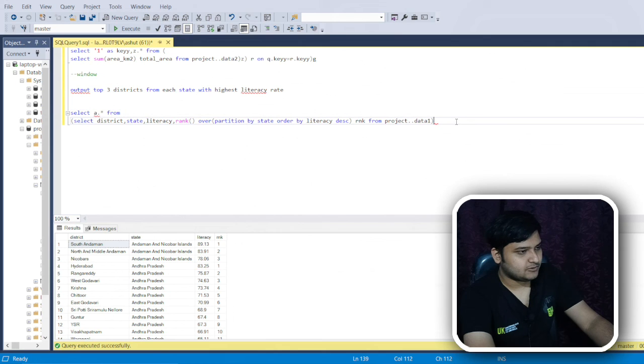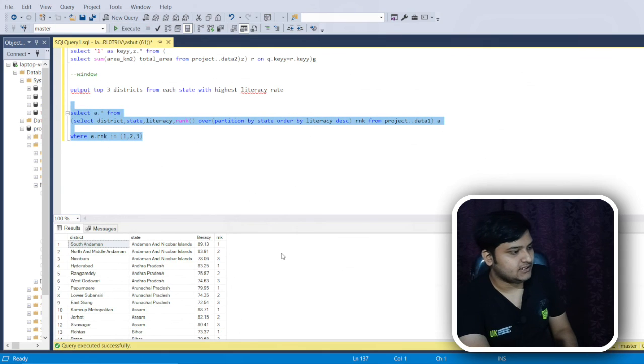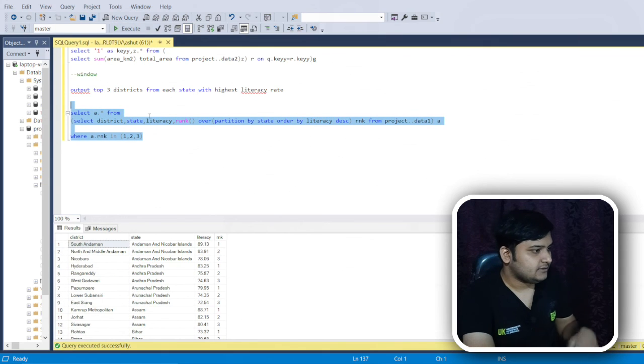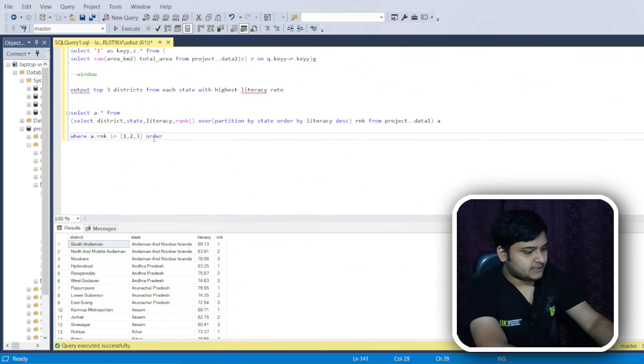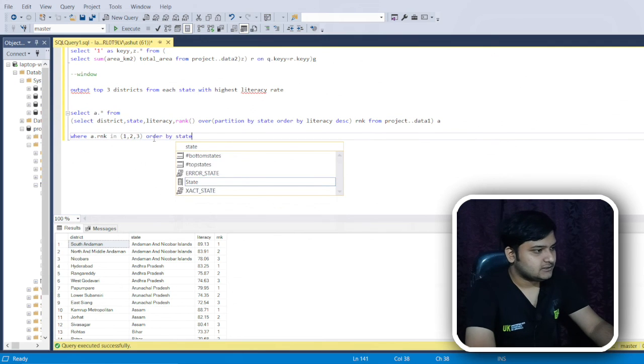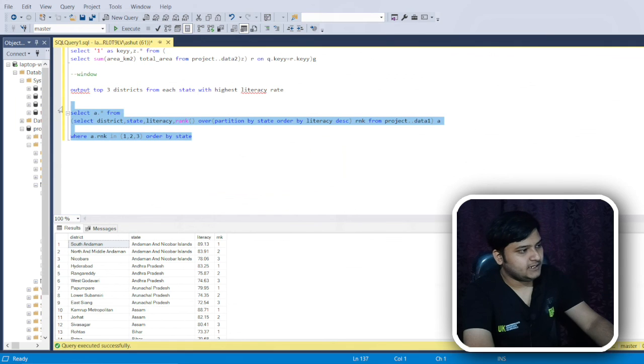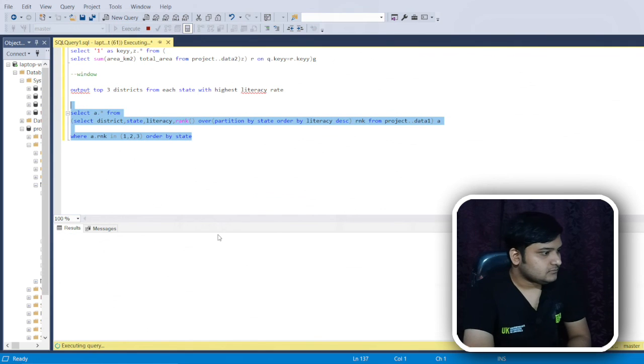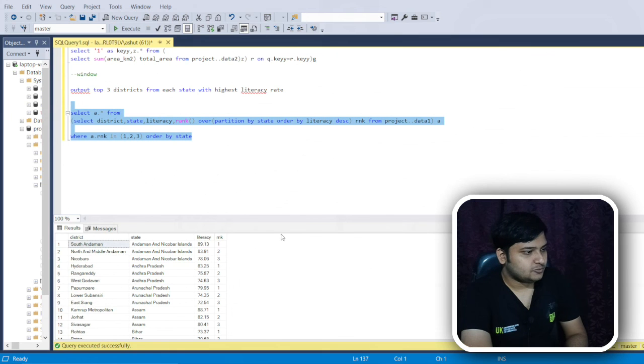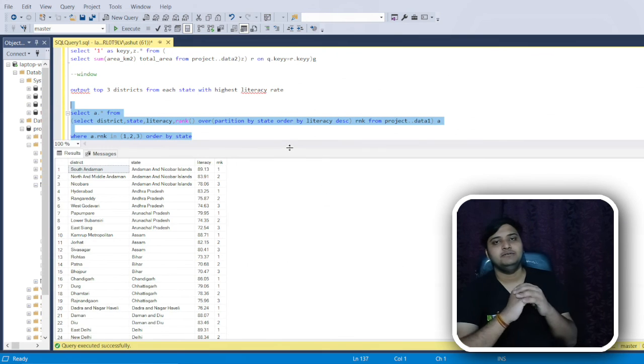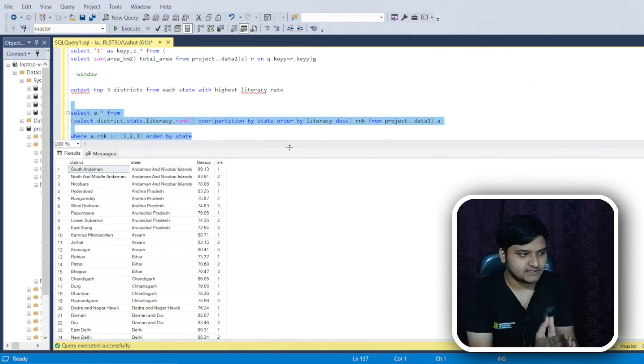and I would name this subquery, and we'll be using the where clause because we are only concerned with the rank 1, 2 and 3. I've mentioned this in the bracket here. I would run the query and you will see only rank 1, 2, 3 districts here, and we'll order this by, let's say, state, so that our output looks neat and clean. And you can see we have got all the output here.